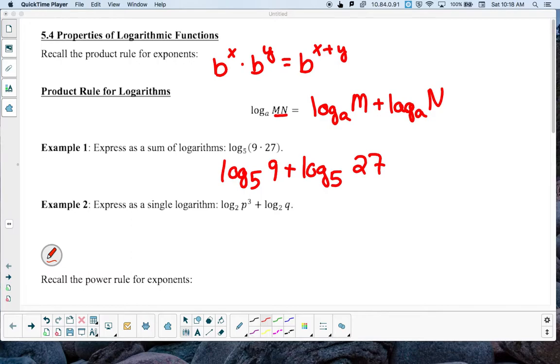And then if we want to express it as a single logarithm, one important thing that we have to be careful of is they have to have the same base. And so in this case, both of these logs have a base of 2, so then we can express this as one logarithm by writing it as log base 2 of p cubed times q.